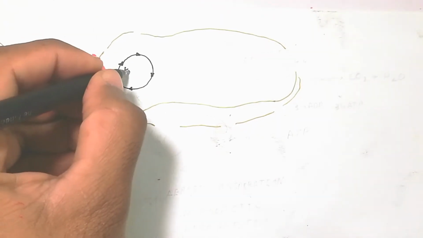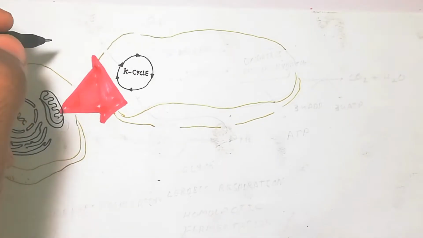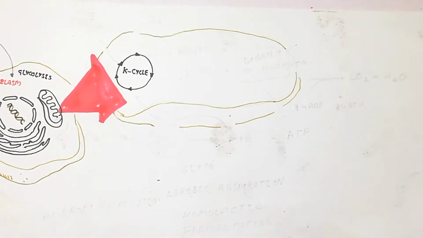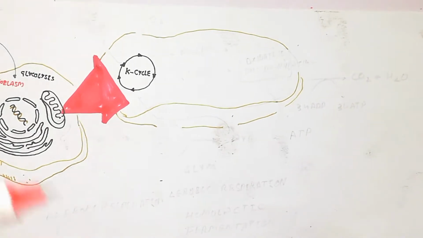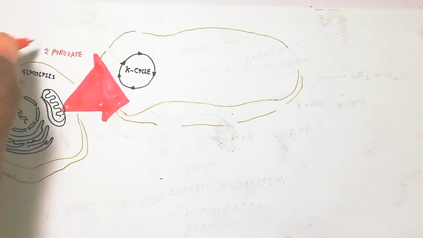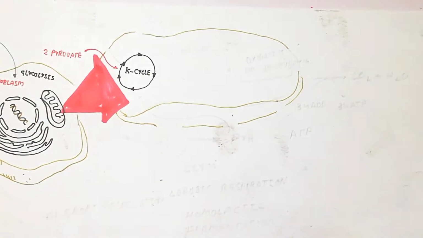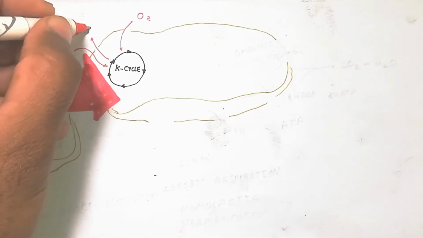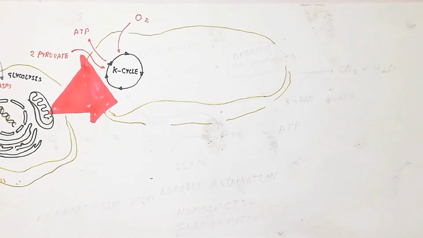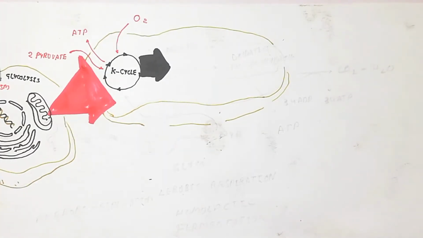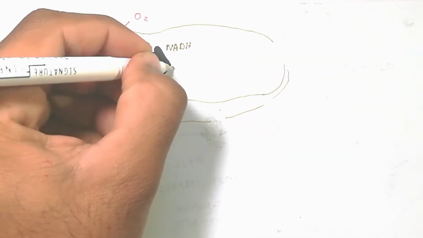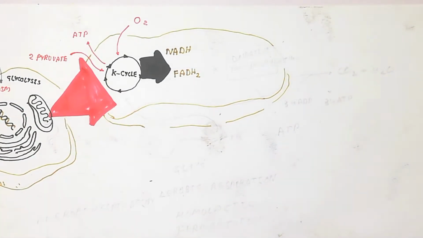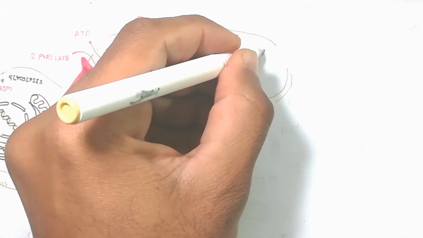Here is the mitochondria, which contains the Krebs cycle, using oxygen to produce ATP, NADH and FADH2, and these NADH and FADH2 will be byproducts of the Krebs cycle. Here is the oxygen and here the ATP will be produced, and that ATP is used for energy, but 3 ATP will be produced due to the Krebs cycle.